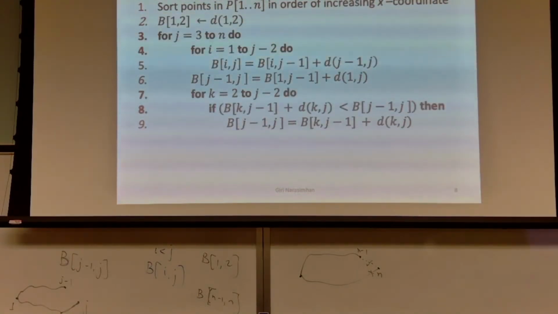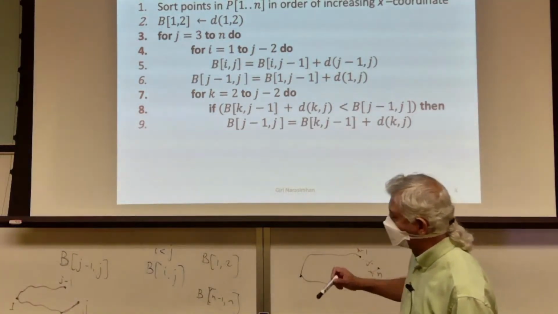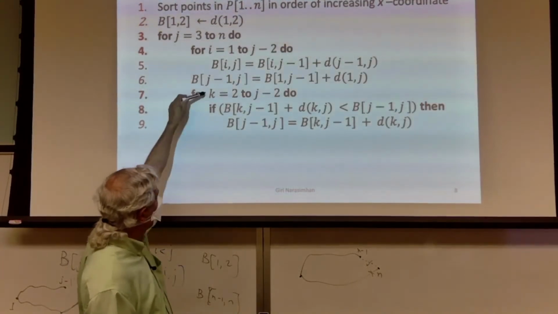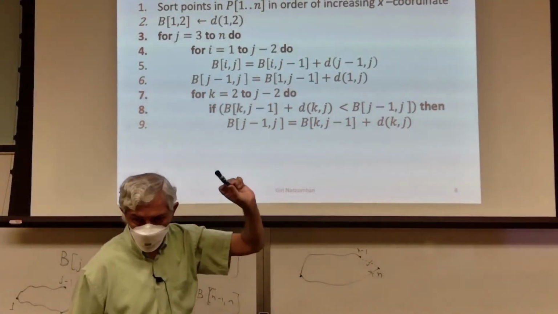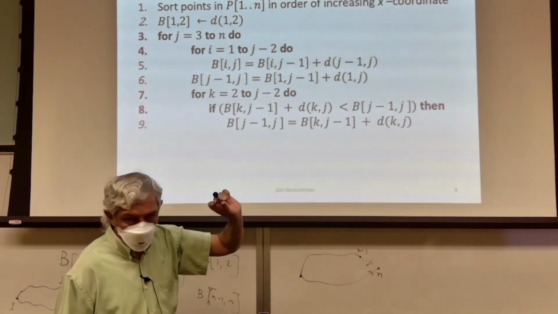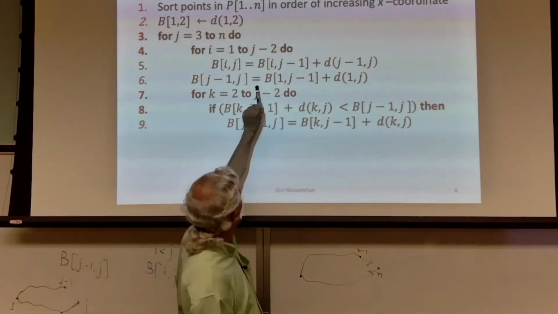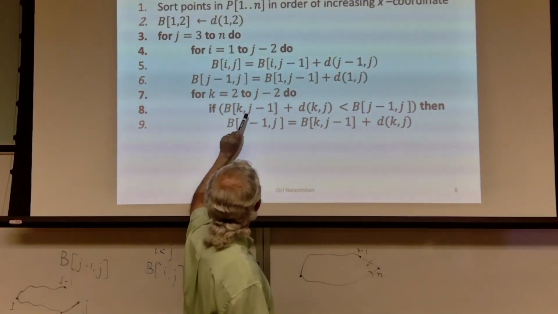So now we're setting up the loop for k. We already took care of k equals 1 here. We're doing this from k equals 2 to j minus 2, right? And it's the same formula as before. Instead of 1, you have k.